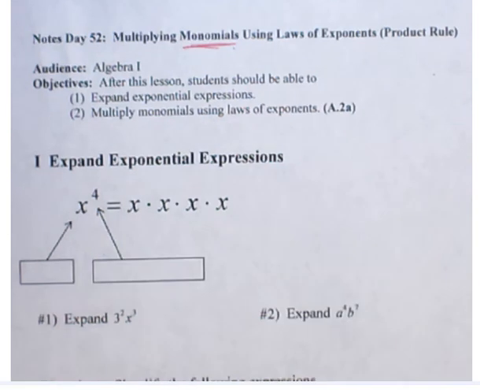So first thing, let me tell you your algebra joke of the day. The question, why was 6 afraid of 7? And the answer, because 7 ate 9.